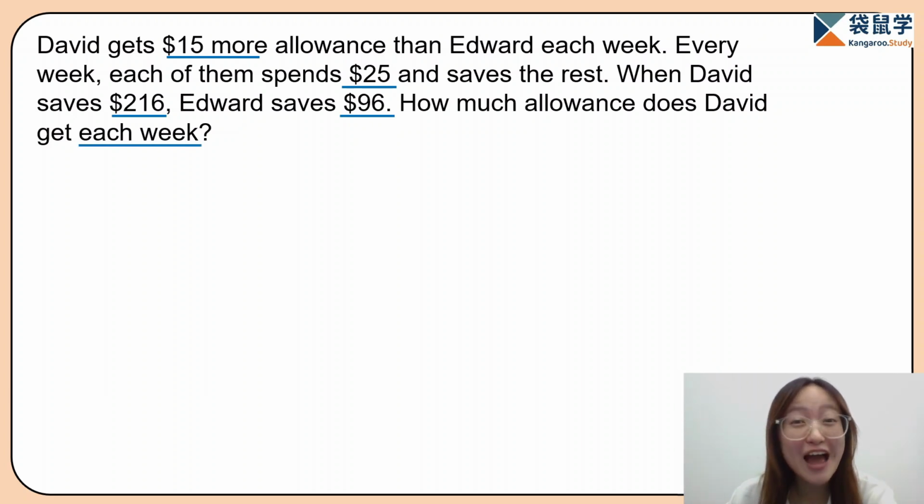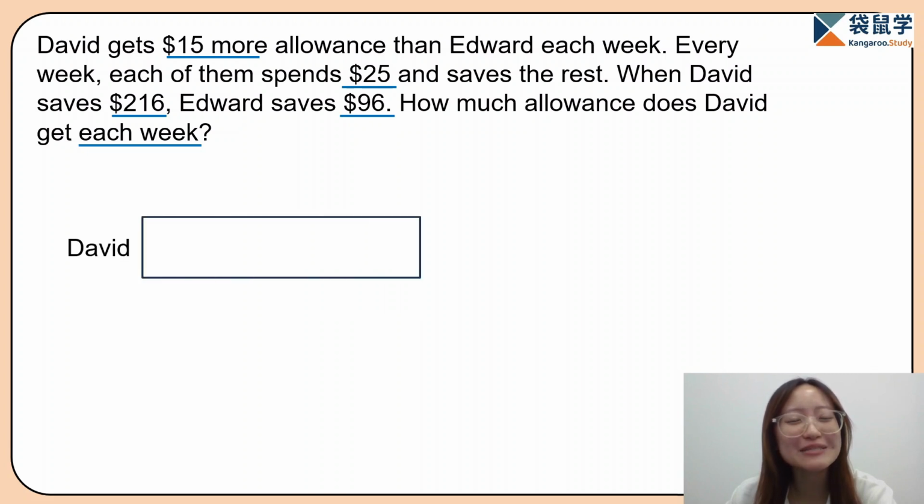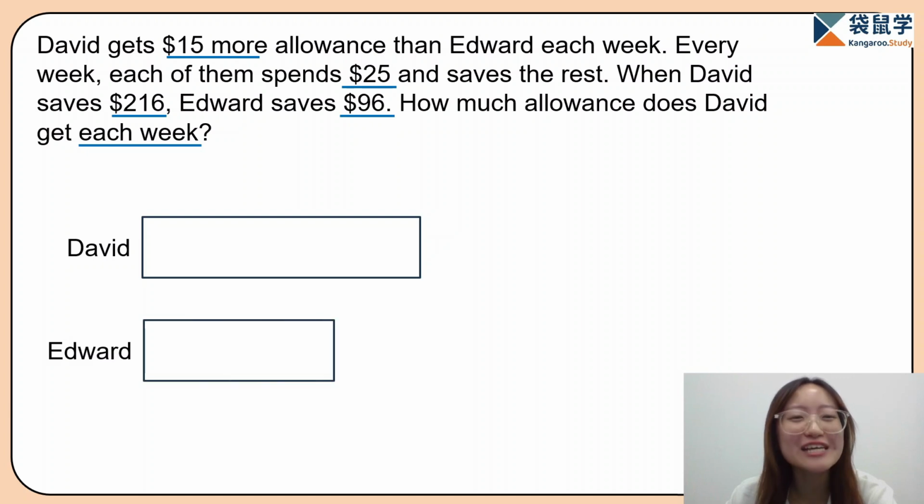These conditions are very difficult to visualize. So what can we draw? We can draw models. So let's start by drawing the models for each week. Starting with David's model. If David's model is this long, how long will Edward's model be? It will be shorter than David's model. And what is the difference between these two models? It is $15. Now, both of them will spend $25 and save the rest.